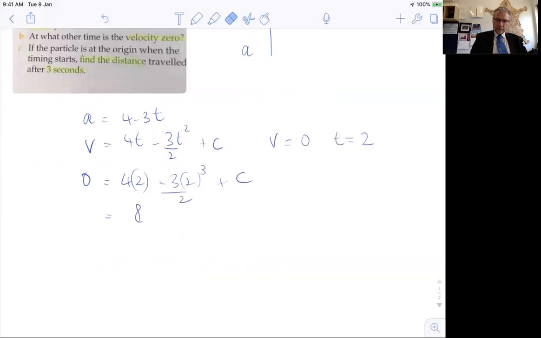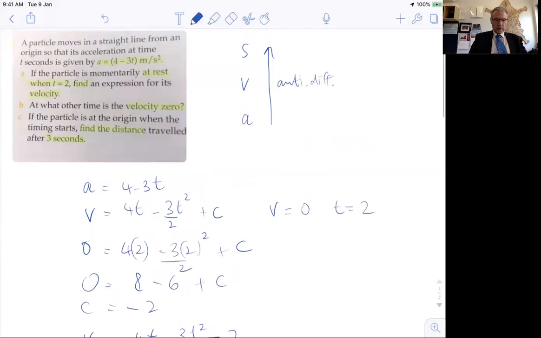I just realized I put a mistake there, which we'll fix up. That's actually 2 squared. So here we've got 4 divided by 2 is minus 6, and plus c, and that's still equal to 0. And from that, to get 0, c needs to be equal to negative 2, 8 minus 6 minus 2. We now have a statement for the velocity. So velocity is equal to 4t minus 3t squared over 2, minus 2. So that's the velocity.